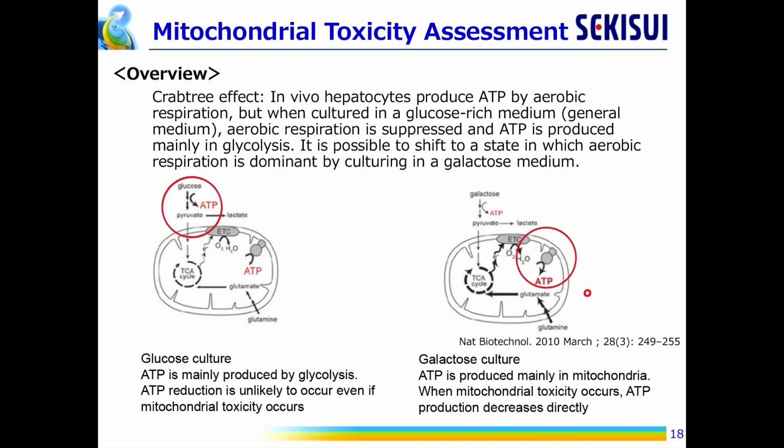This means that detecting mitochondrial dysfunction in glucose-rich medium is difficult because ATP is produced mainly by glycolysis. So ATP levels wouldn't tell you anything about mitochondrial function. But by comparing to galactose-rich medium, which does make a cell use mitochondria to produce ATP, we can see whether there is a reduction in ATP due to mitochondrial dysfunction.